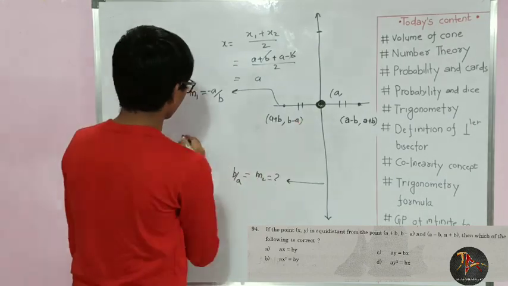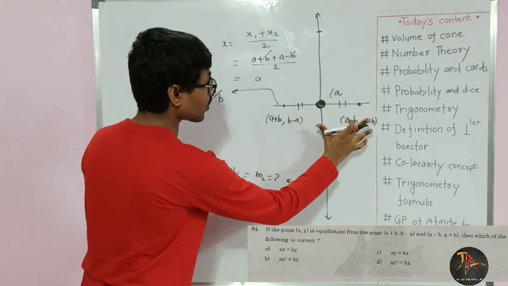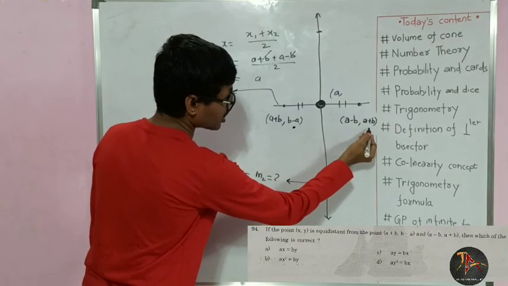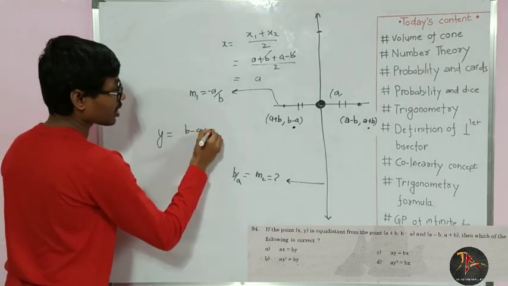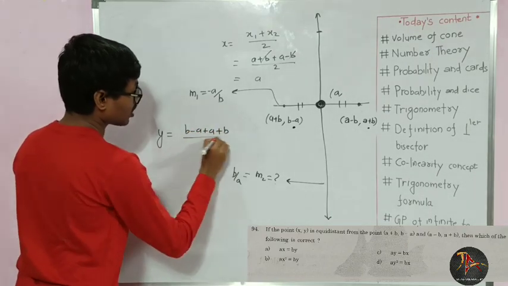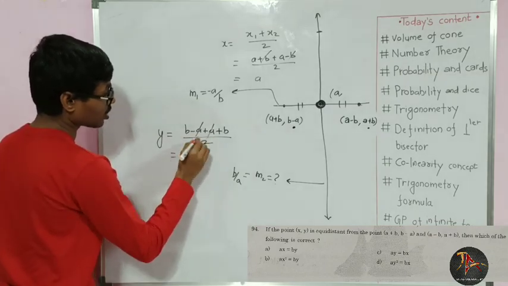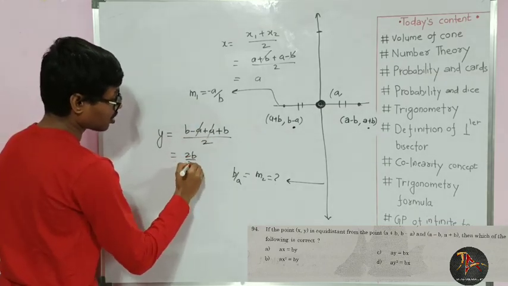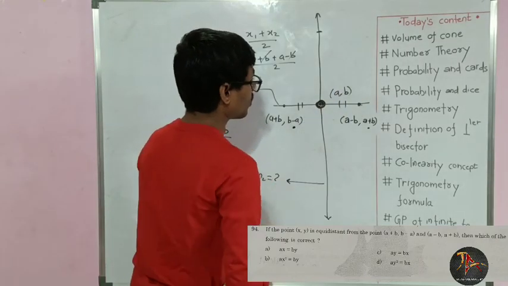Now to find the y coordinate, we also add these two y coordinates: b minus a plus b divided by 2. So minus a and plus a cancel, so 2b divided by 2 is equal to b. So the midpoint will be a comma b.